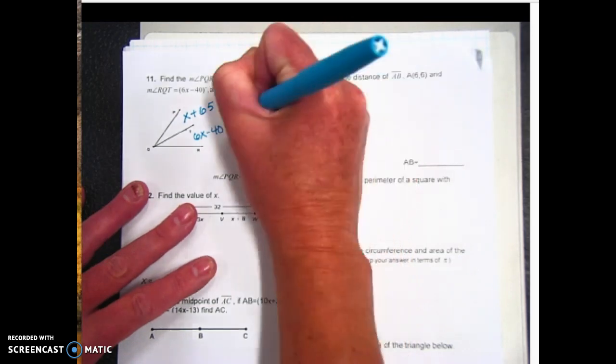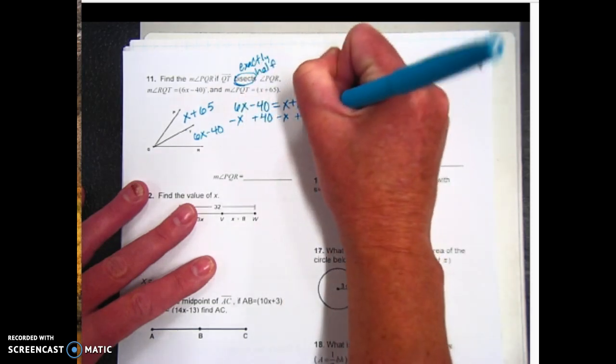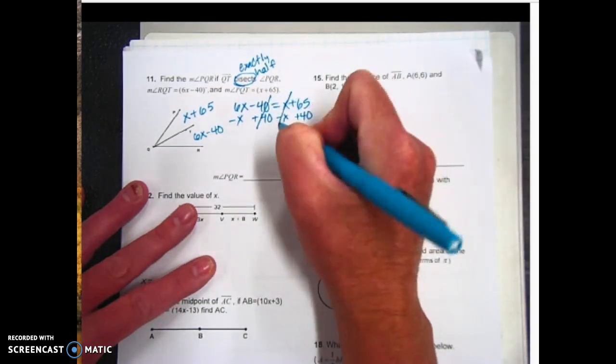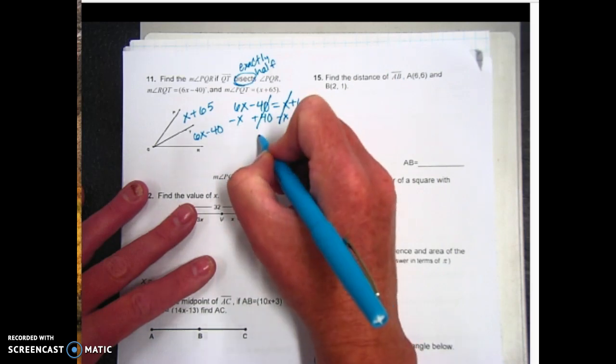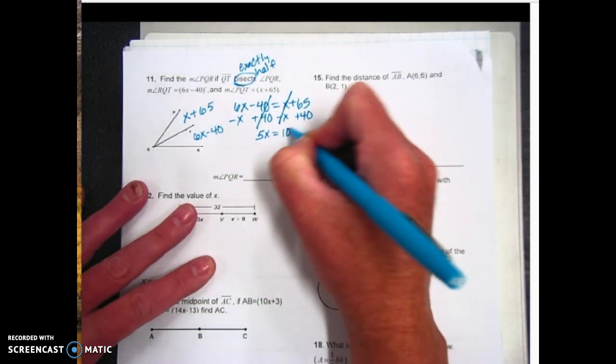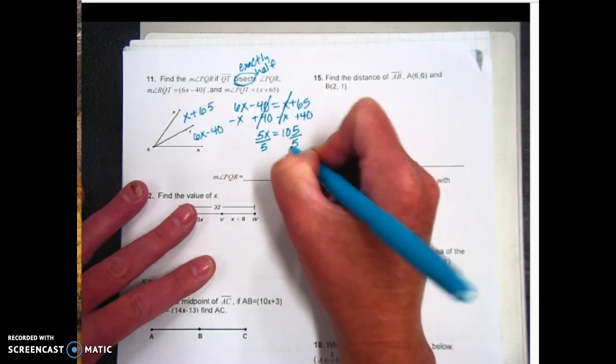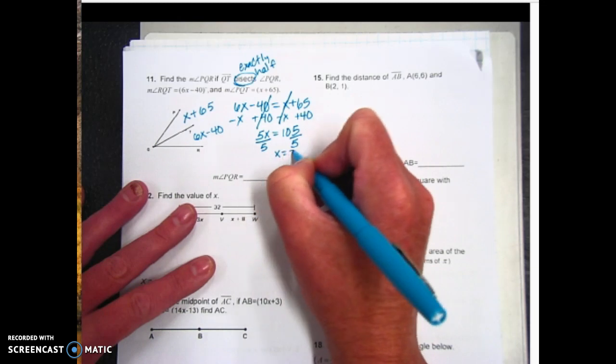We subtract x from both sides. In the same step, I'm also going to add 40 to both sides. These are opposites, these are opposites. 6x minus 1x is 5x. And 65 plus 40 is 105. So when we divide both sides by 5, we get x is equal to 21.